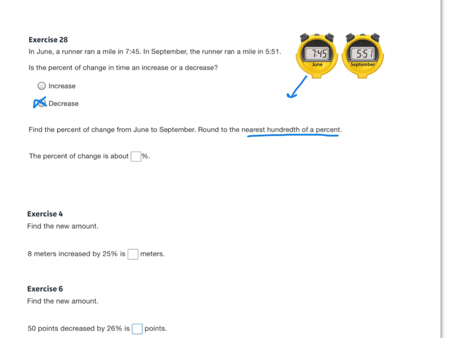So 7 minutes, you have to think, okay, how many seconds are there in a minute? There's 60 of them. So if you times that by 7, that's going to give you 420 seconds plus the 45 extra ones. So that means your original time in seconds was 465 seconds. That's converting the minutes to seconds.